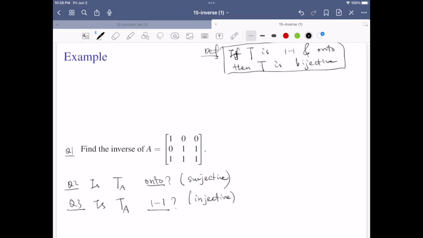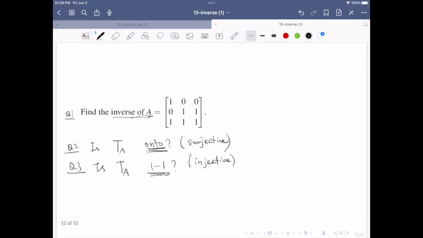Now first we are going to look at the inverse of A. So if there exists an inverse of A, then we can say yes for Q2 and Q3. But if there's no inverse of A, then we can say no for both. We cannot have one yes and one no for Q2 and Q3. They always have the same answer for a square matrix.